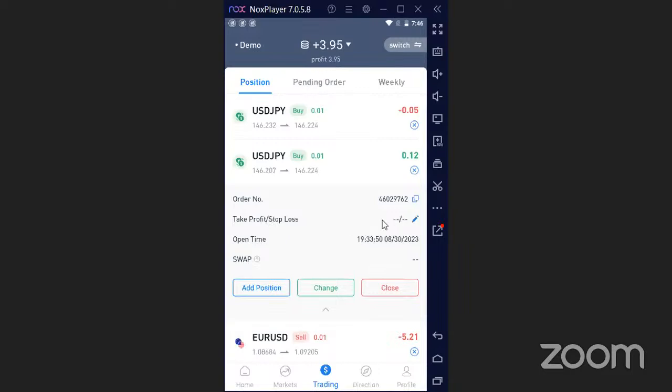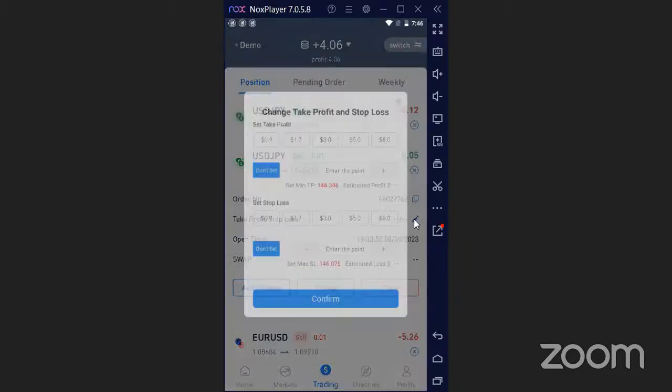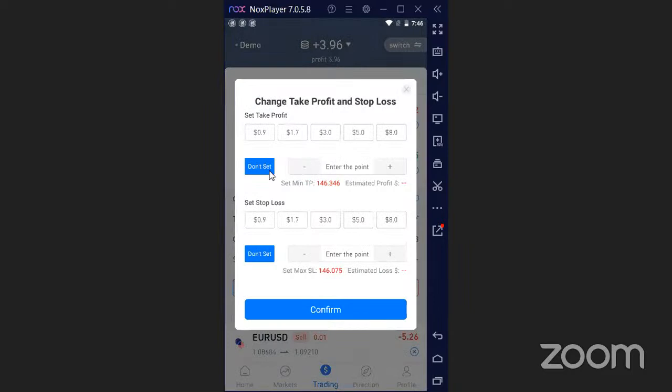What do you do? You see this pencil icon here? It means edit. This is how you can edit your stop loss and take profit. So click on this pencil icon, and it's going to bring out this box for you where you can edit your trade, your stop loss and your take profit. If you are using this method, there are other ways you can enter your take profit and your stop loss.